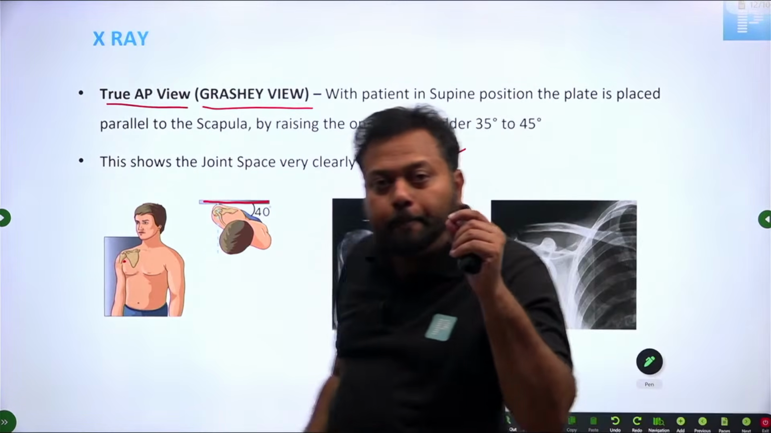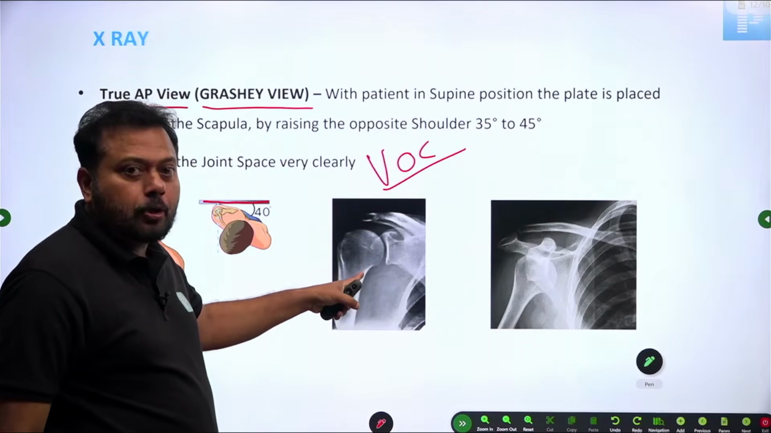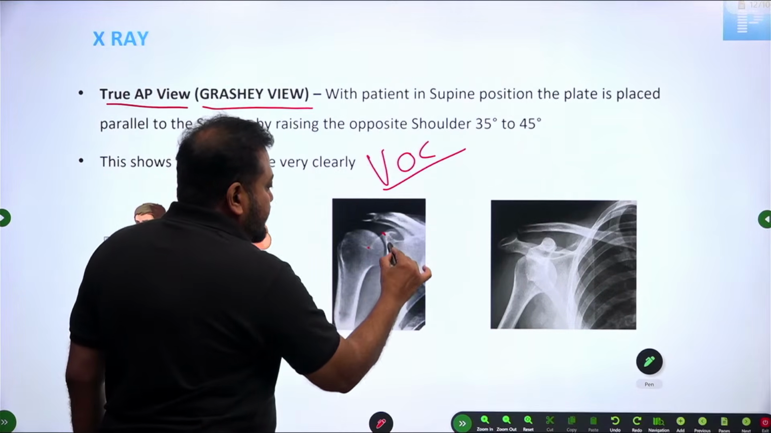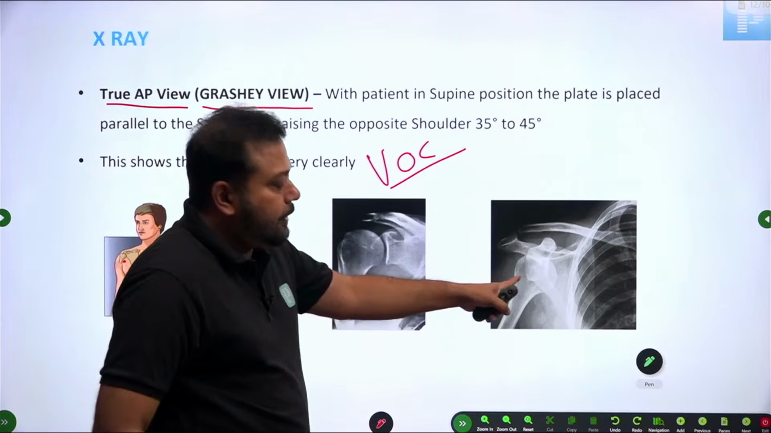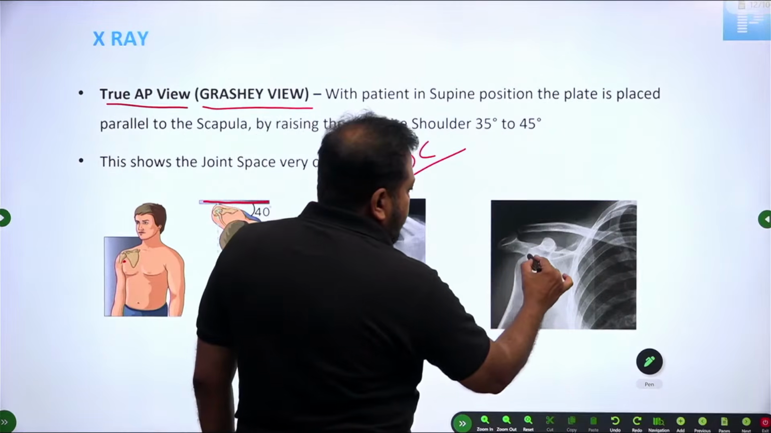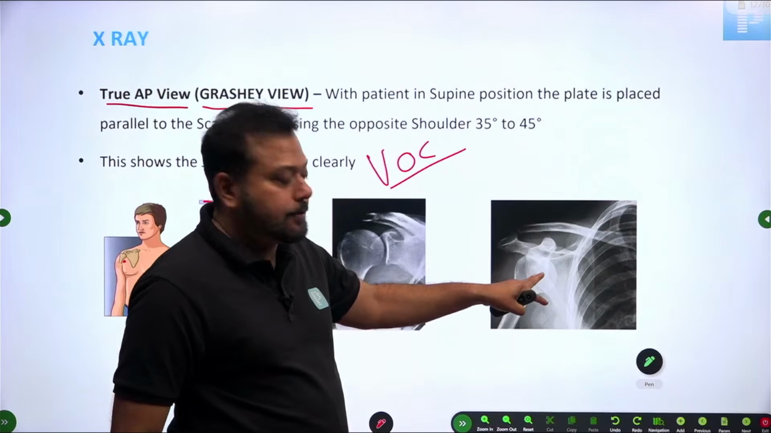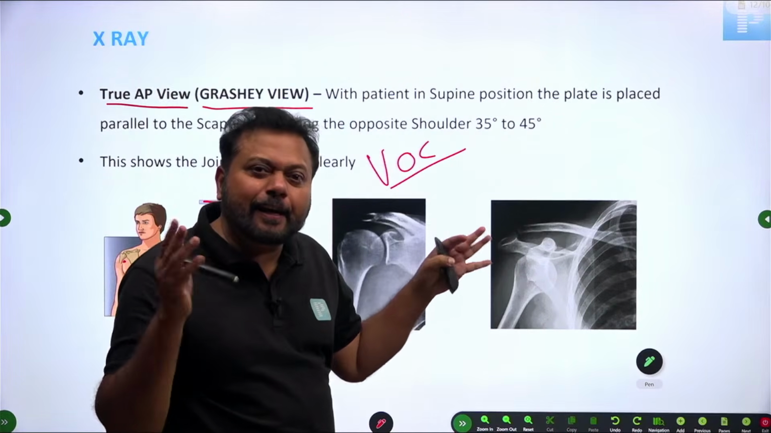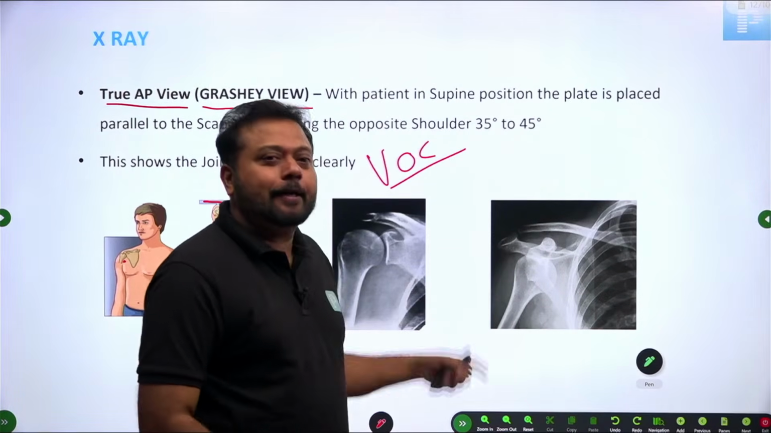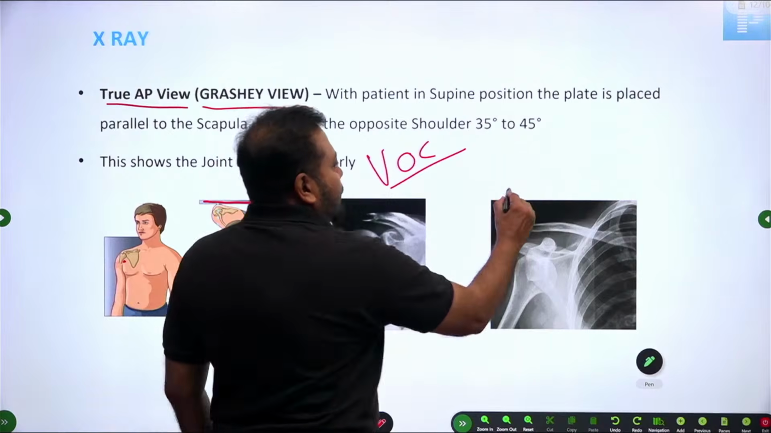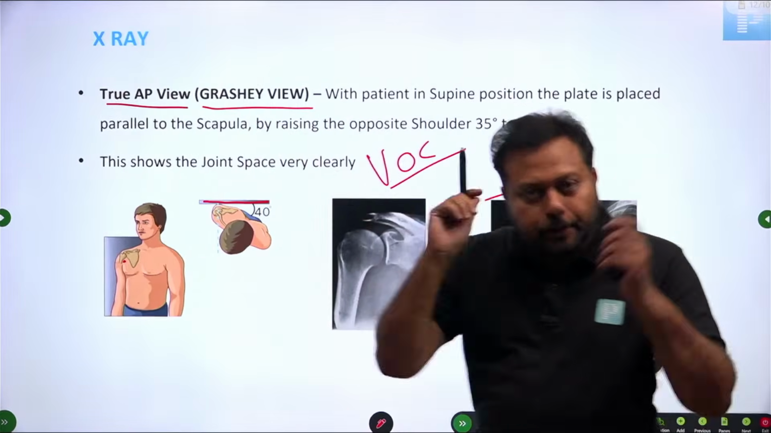When you take a proper true AP view, the X-ray will appear like this. This is a normal shoulder joint. You see the head, and this is the glenoid. So it is normal. This is anterior shoulder dislocation. You see the glenoid cavity is superimposed with the head of the humerus. The glenoid is not seen clearly because the head of the humerus is obscuring the view of the glenoid cavity. This is anterior shoulder dislocation, and this is the classical view, called Grashey's view.